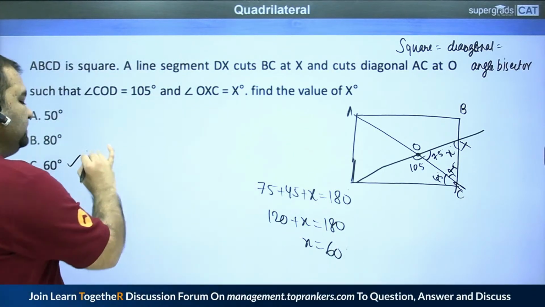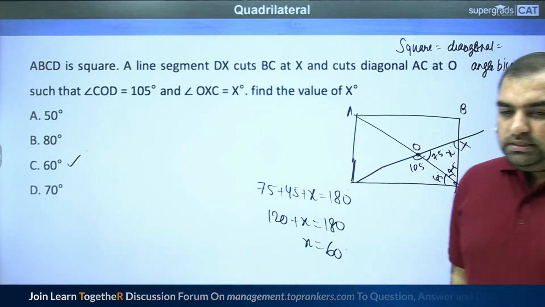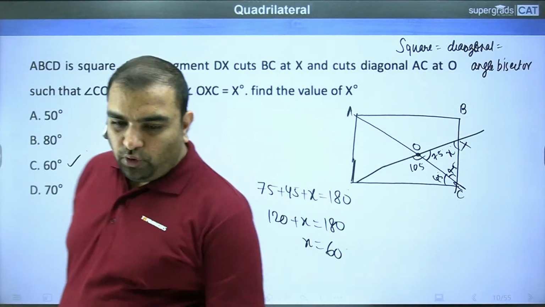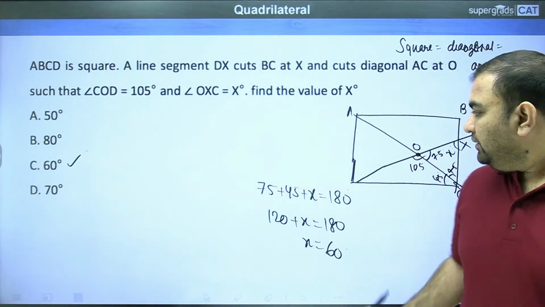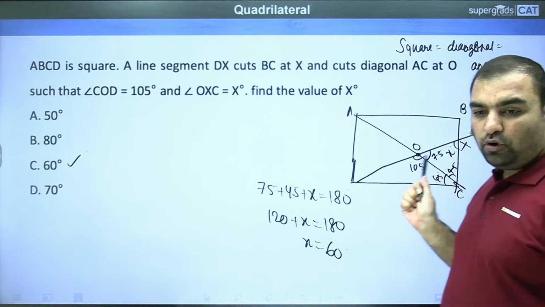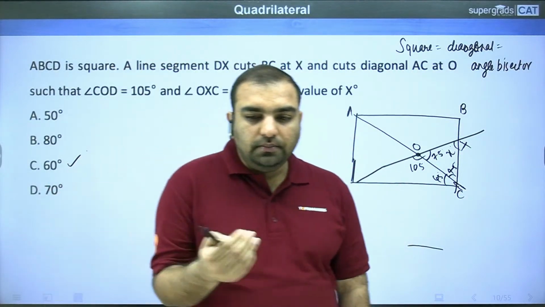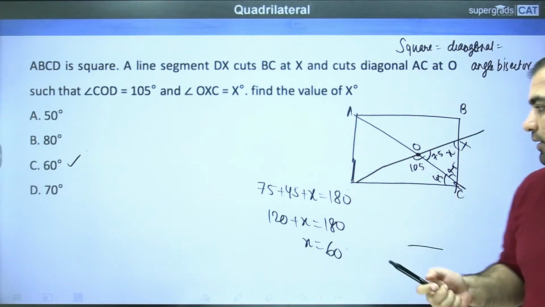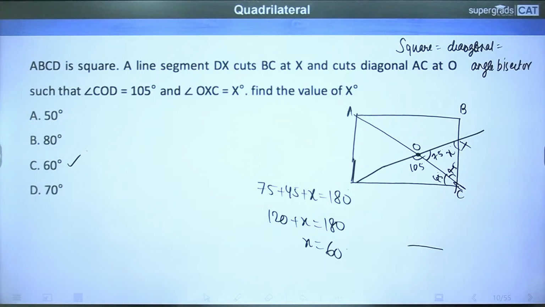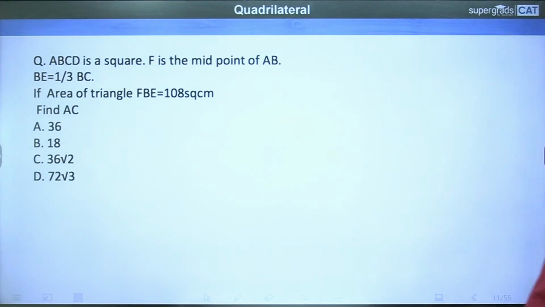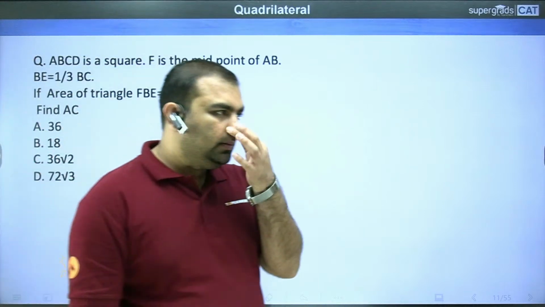Cool. 75 plus 45 plus x is forming a triangle. 75, 45 और x एक ट्रायंगल फॉर्म कर रहे हैं. सो देयर सम शुड बी इक्वल टू 180 डिग्री, और तीनों का सम अगर 180 है तो x इज 60. गुड वन. कम ऑन, लेट्स मूव ऑन.